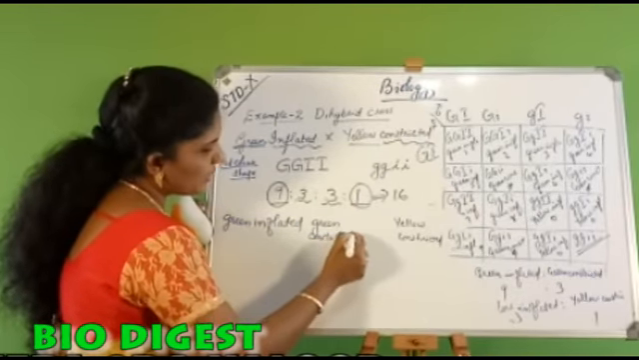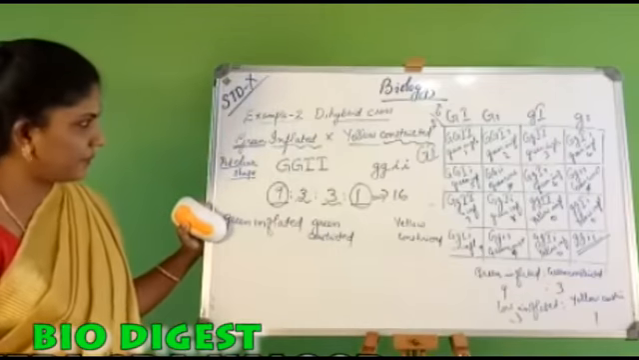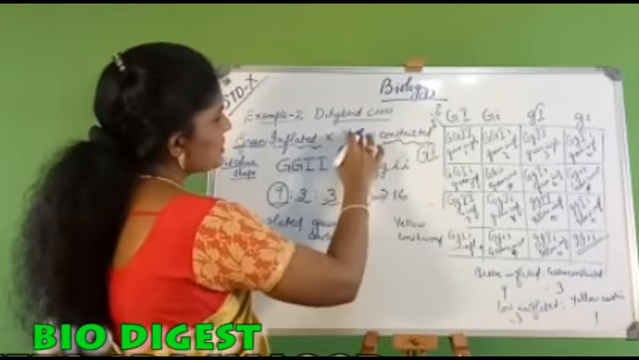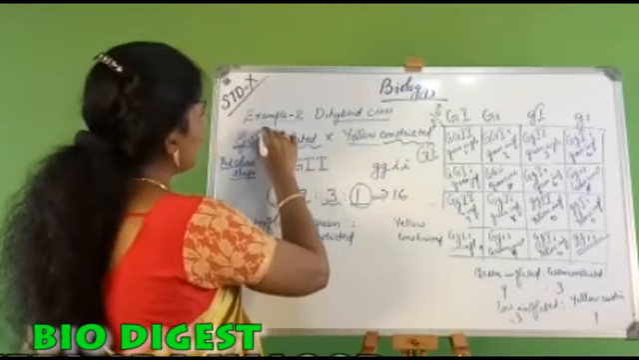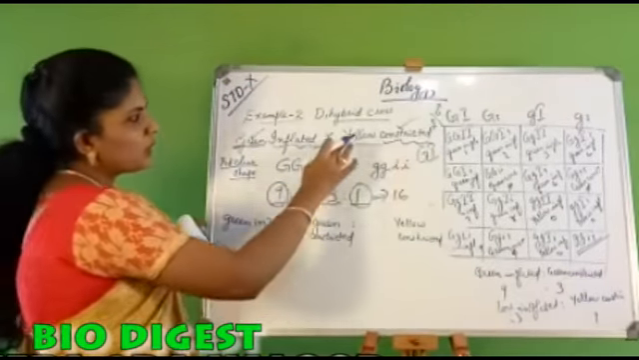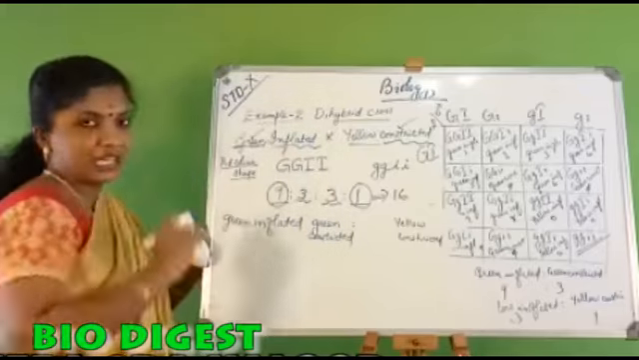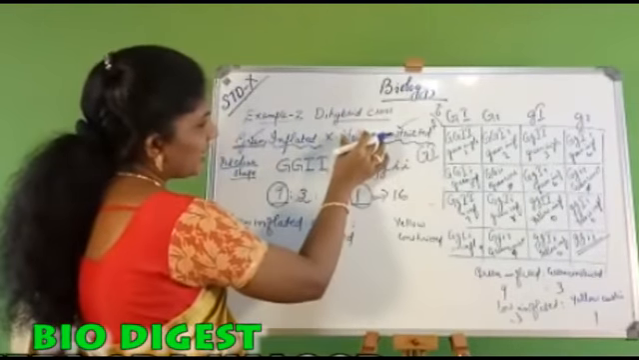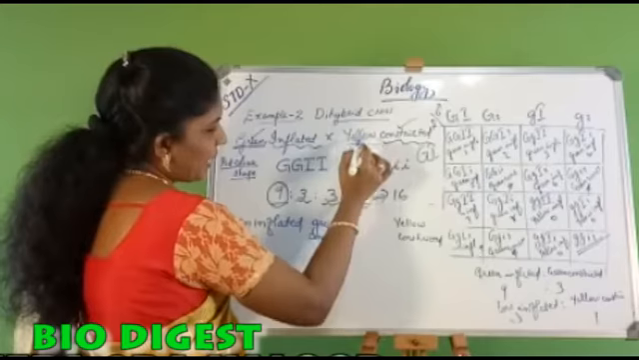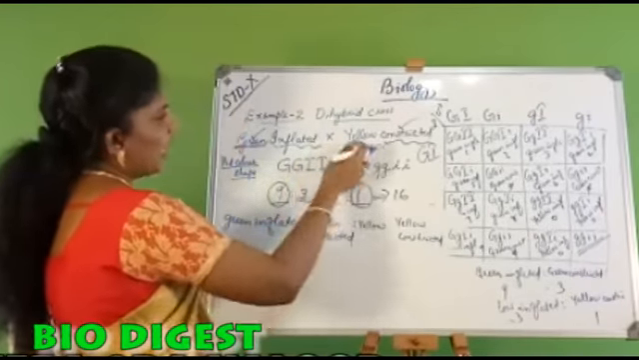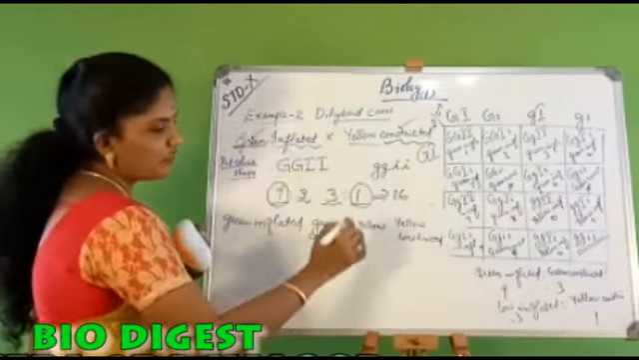So 3 will be green constricted. What about the next 3? Here, which is the next character? So green and constricted is over. Okay, now what is remaining? Yellow inflated is remaining. So this 3 will be, take the second plant's first character, yellow, and the second character of the first plant.